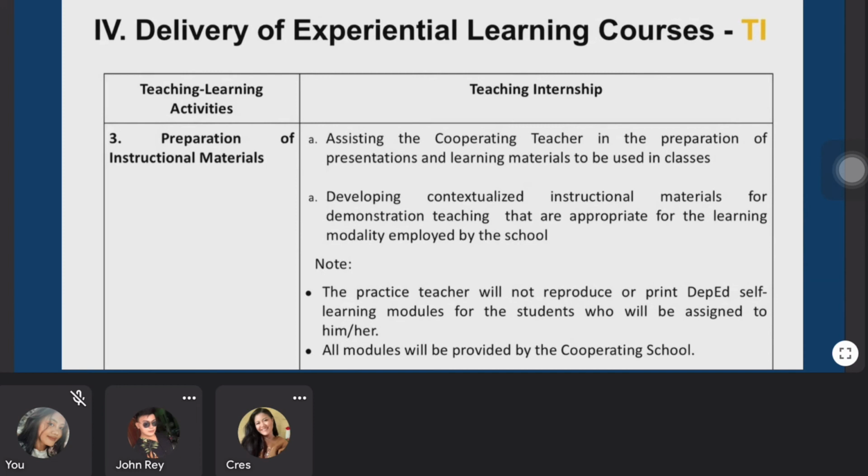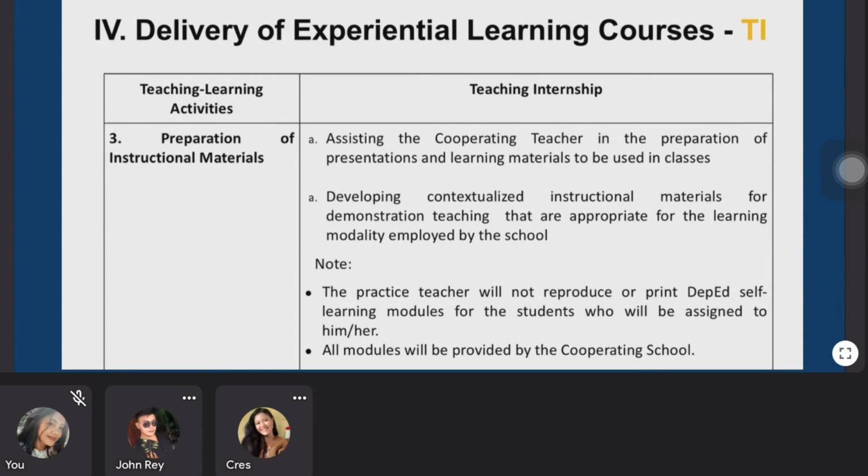presentation and learning materials to be used in our class. And also, if we make instructional materials, they must be relevant in the class and appropriate for the students. So it is more about preparing instructional materials, and let's take note that the practice teacher will not reproduce or print the self-learning modules for the students who will be assigned to him or her. All modules will be provided by the cooperating school. So let's take note of it.